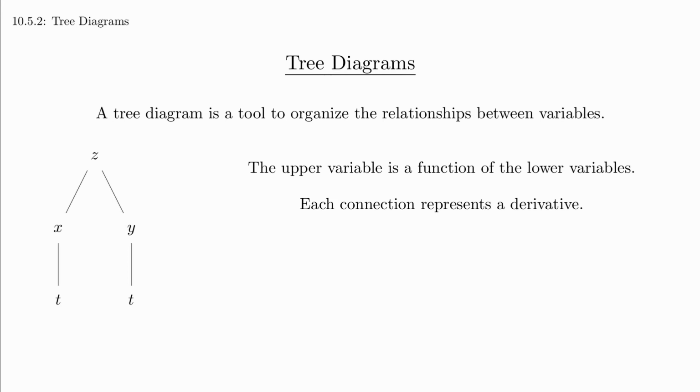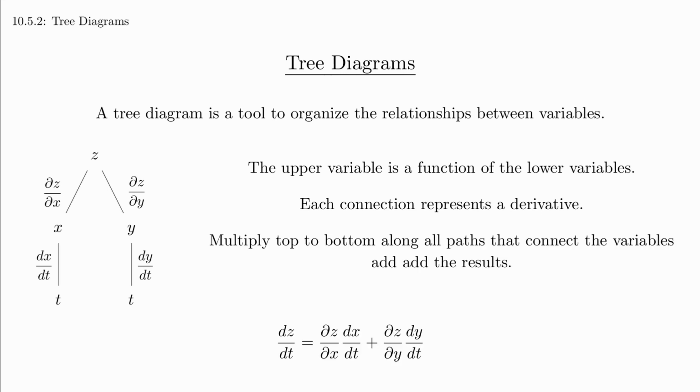Each of the connecting bars represents a derivative. It's the derivative of the top variable with respect to the bottom variable. You have to decide whether it's a regular derivative or a partial derivative, and that simply depends on whether the top function has one or more branches sticking out of it. So the top left branch is partial z partial x. The top right branch is partial z partial y. The two bottom branches are the regular derivatives dx dt and dy dt, since the variables x and y only have one variable of dependency.